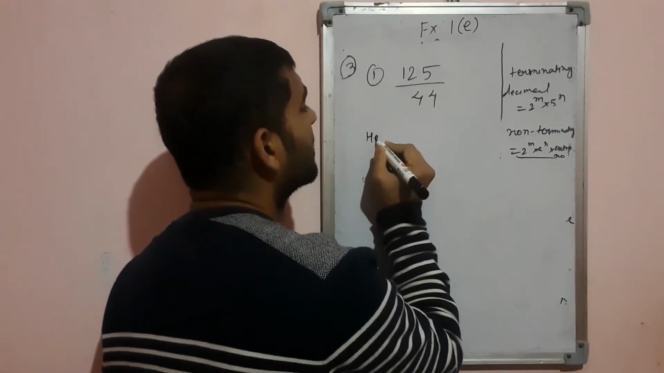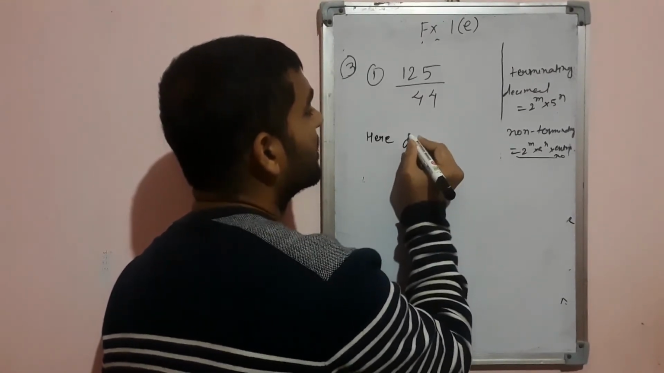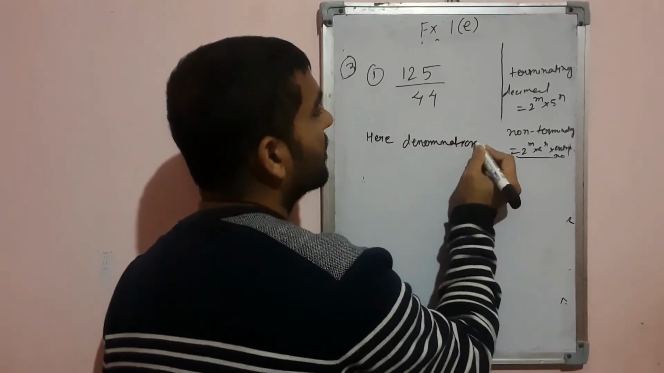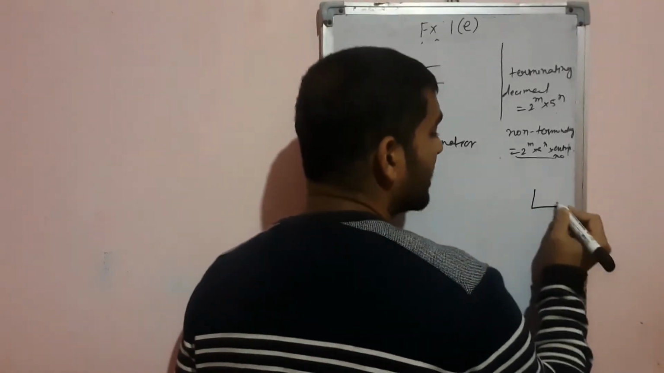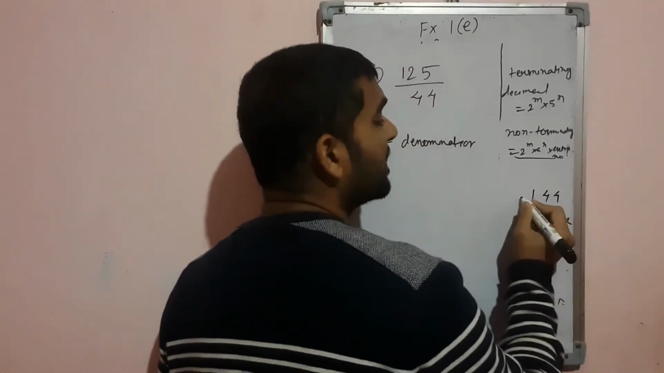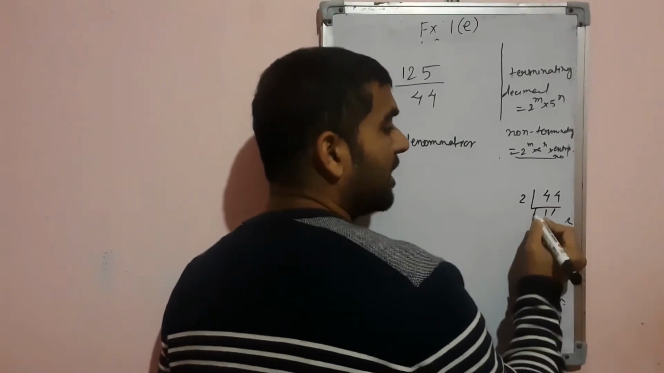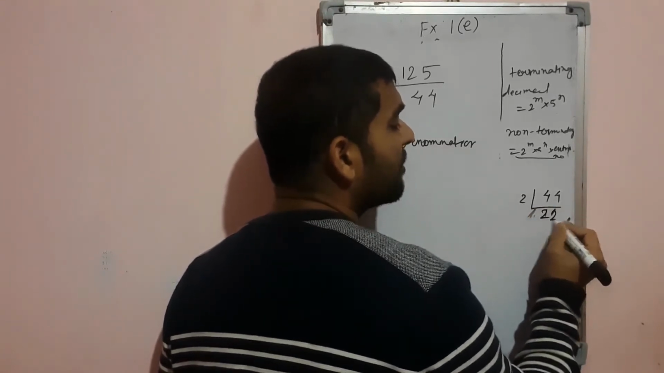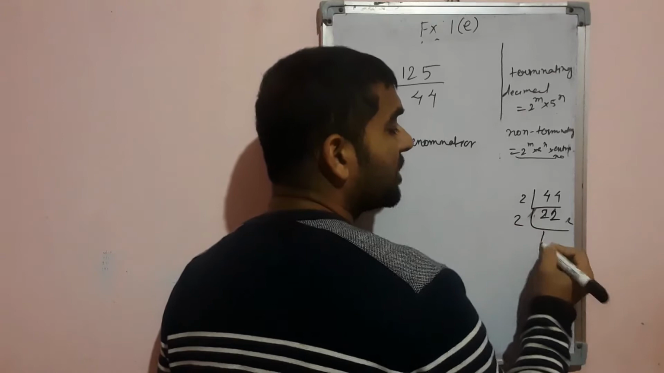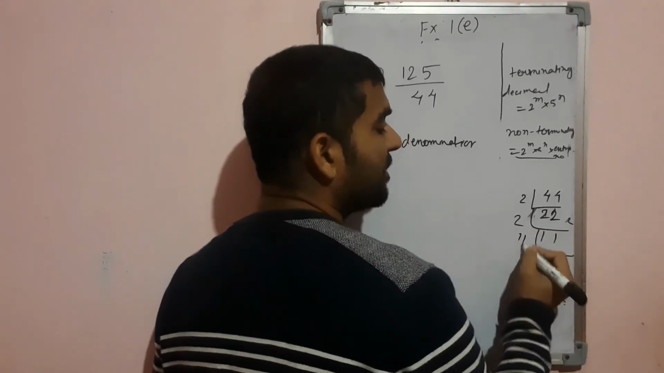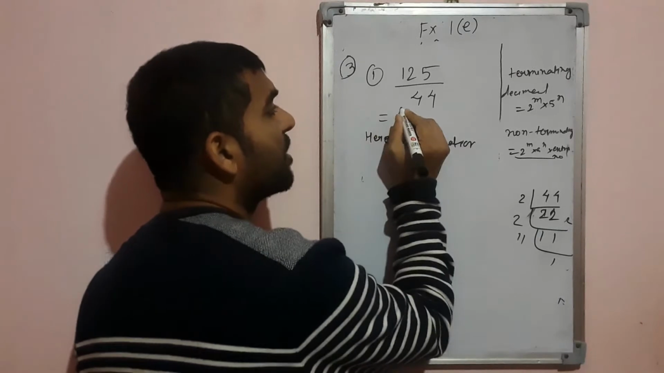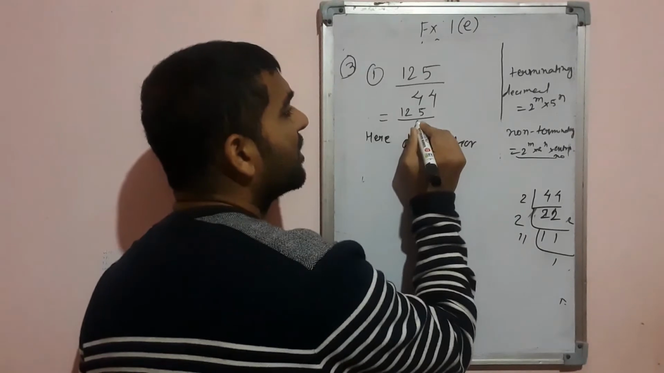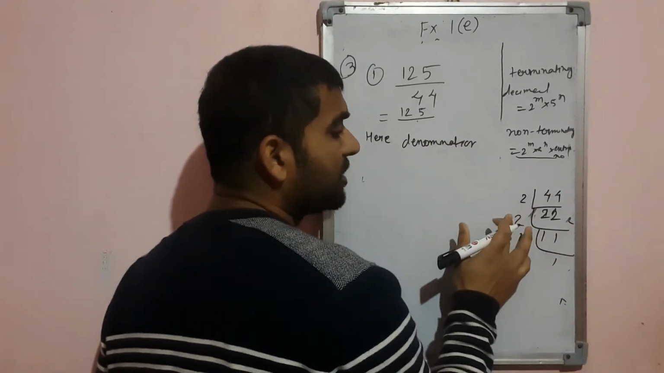Denominator. First let us do the prime factorization of denominator 44. What will you write? 2, 11. Then again it will not go. 2 2s are 4, 2 2s are 4. Again 2, 2 1s are 2. Then 11 1s are 11. So what are we getting in the next steps? 125, then 44. In place of 44, we can write 2 into 2 into 11.